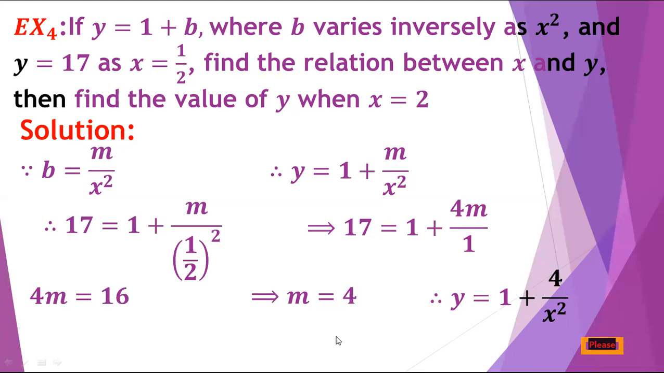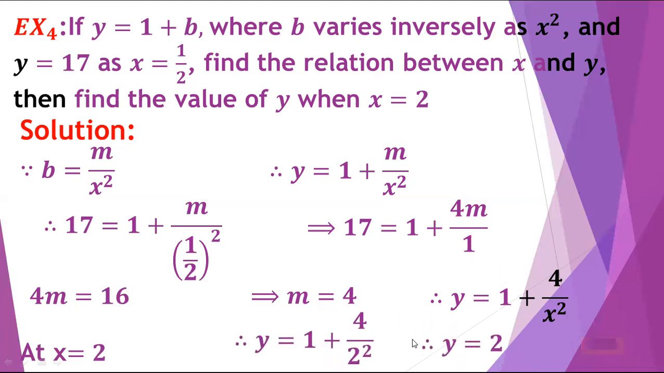Substitute x equals 2, then y equals 1 plus 4 divided by 2^2, which is 4. Then y equals 1 plus 4 divided by 4 equals 1 plus 1 equals 2. Then y equals 2 when x equals 2. And you can check your answer: put in the relation y equals 2 and x equals 2. The left hand side must be equal to the right hand side.